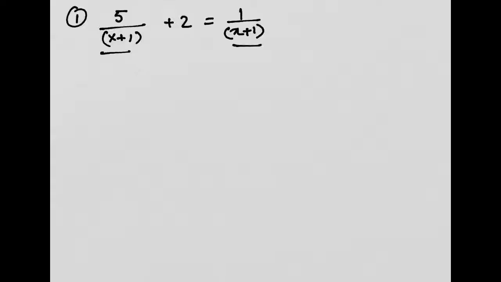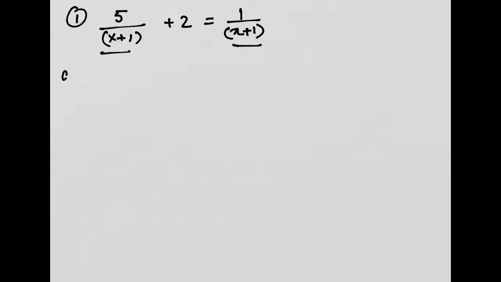Now let's check some further examples, one from linear equations and one we also do for linear equations involving absolute values. So for equation number 1, I am taking 5 by x plus 1 plus 2 equals 1 by x plus 1. Now solving this, we see that both have the same denominator, so we are rearranging it that way.